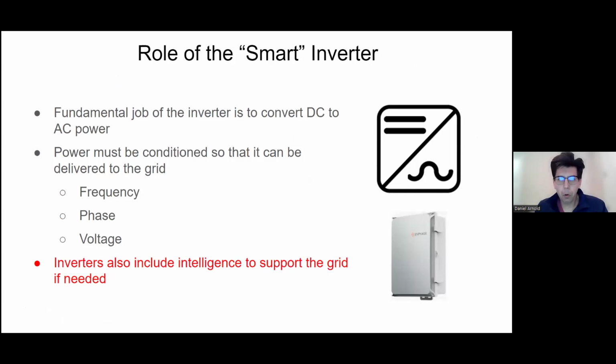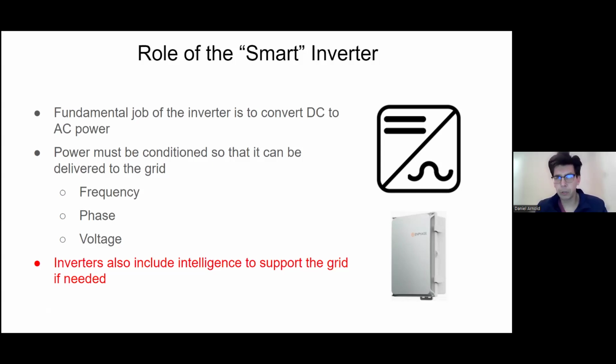So the role of this so-called smart inverter, its fundamental job, is to convert DC to AC power and vice versa. However, that power needs to be conditioned so that it can be delivered correctly to the grid. One of the things we have to care about is the frequency of the AC sinusoid. For folks who are in power systems, you know that is a fundamentally, critically important health metric that tells us how healthy the grid is. So it's very important that we match that frequency.